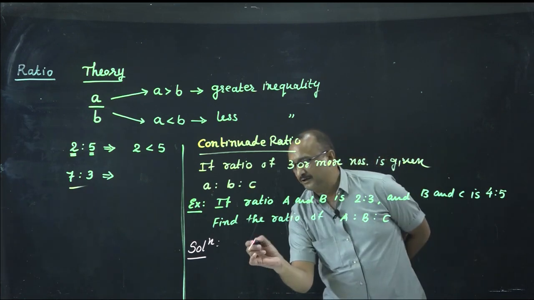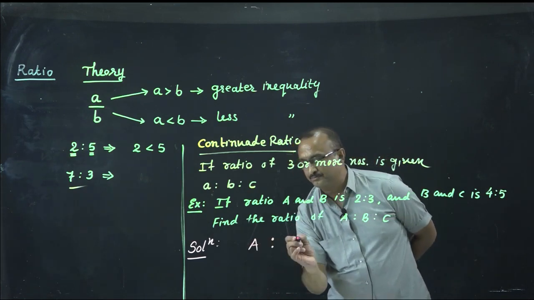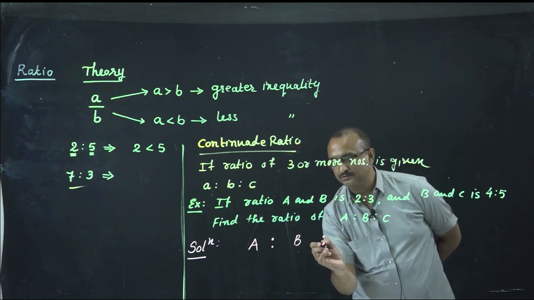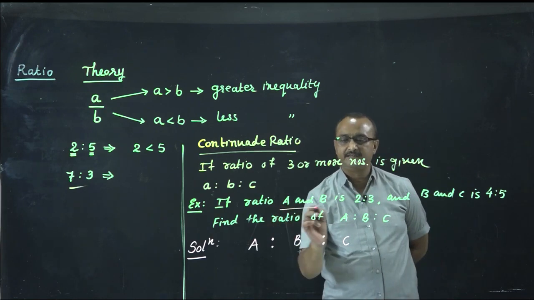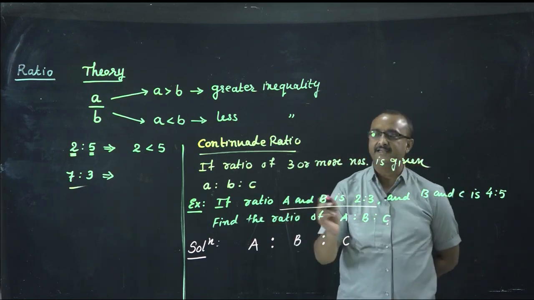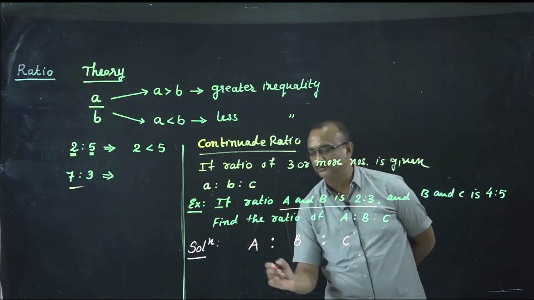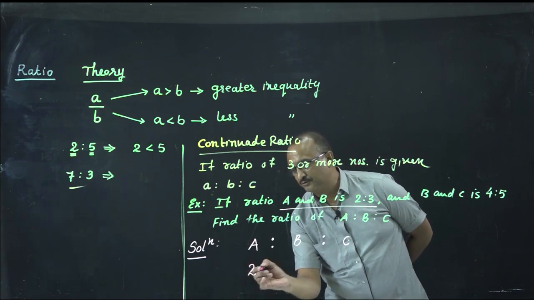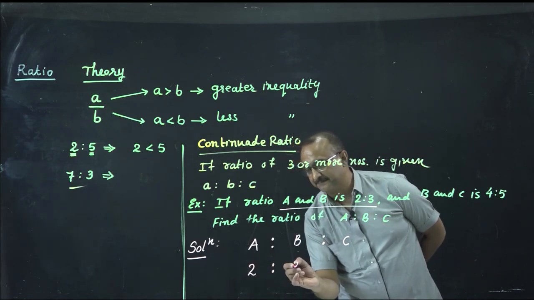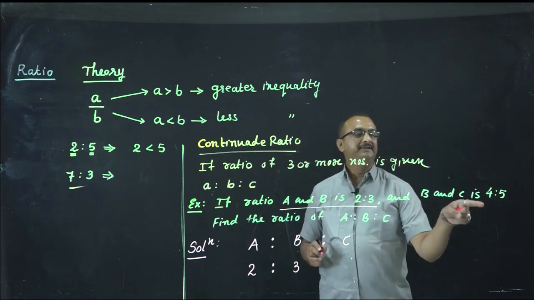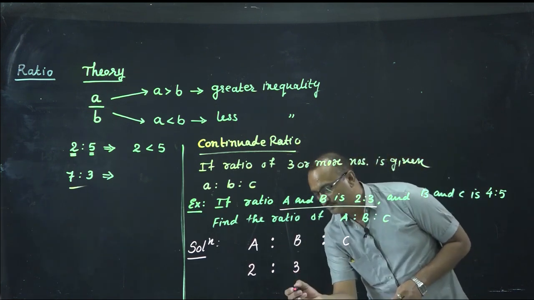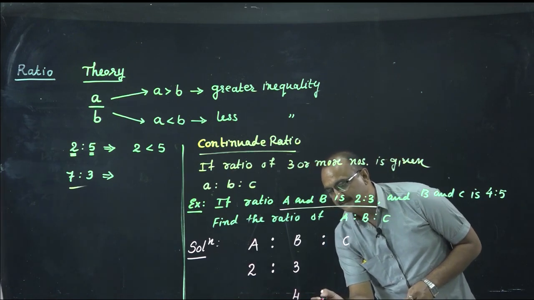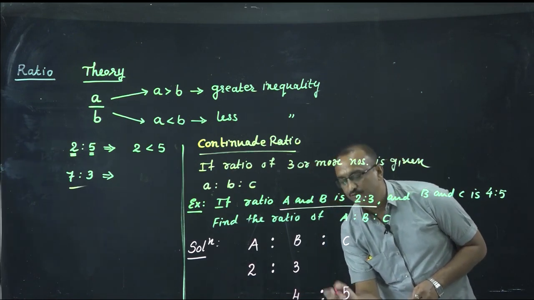First, write down A is to B is to C. Okay. Now, first thing is given that A and B are in the ratio 2:3. So put down here 2:3. Okay. And B and C in 4:5. So B and C 4:5.